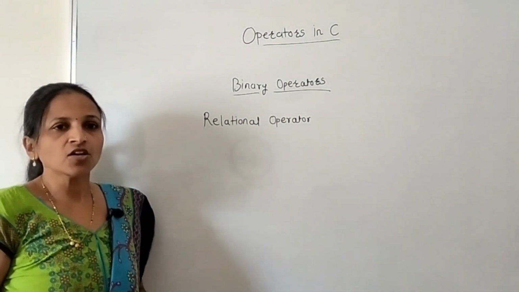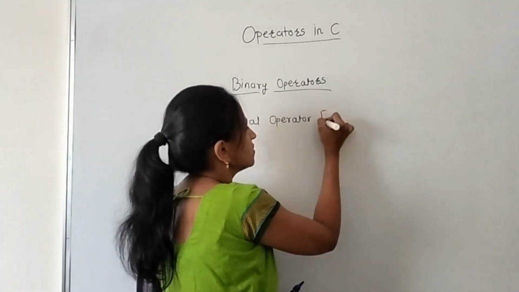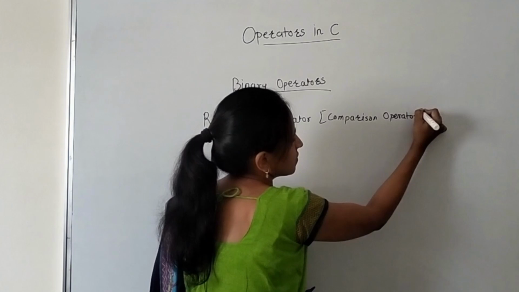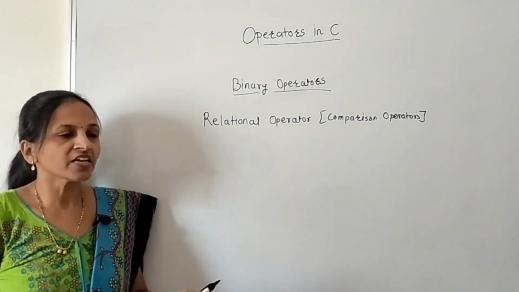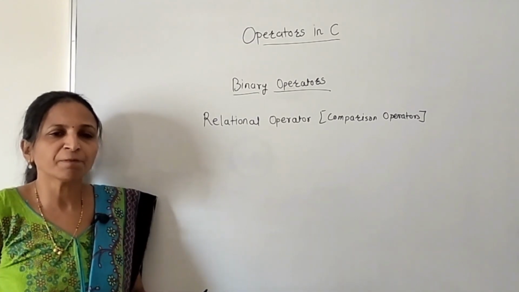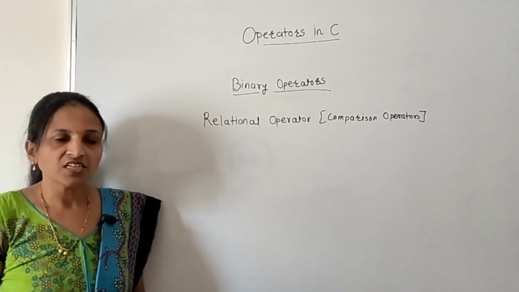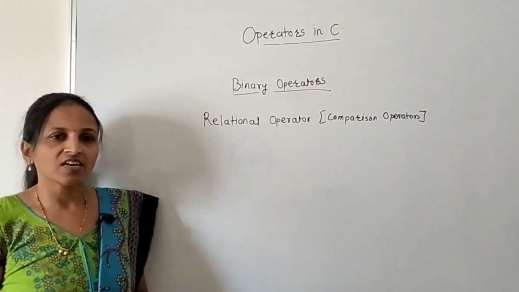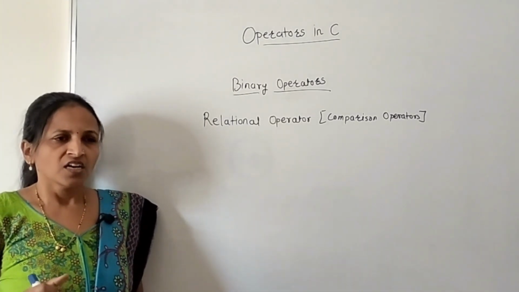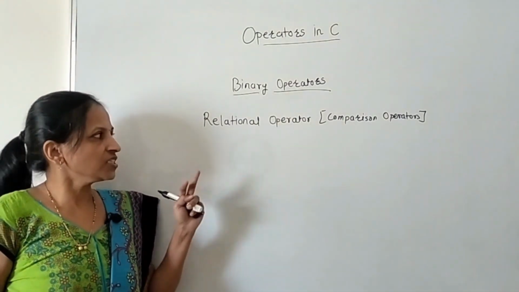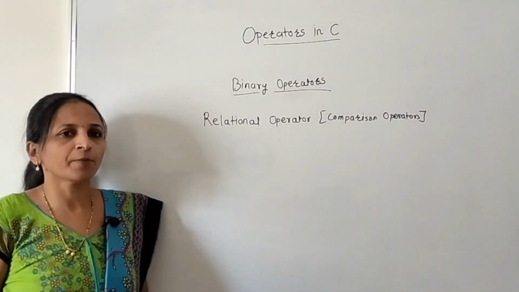These relational operators are also called comparison operators. They are used to compare two operands. If any value is less than another value, or any variable is equal to another variable, that can be checked using these operators. These operators are used to check the relation between two operands.